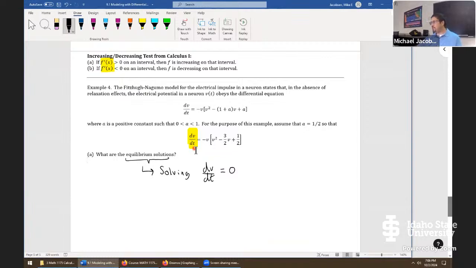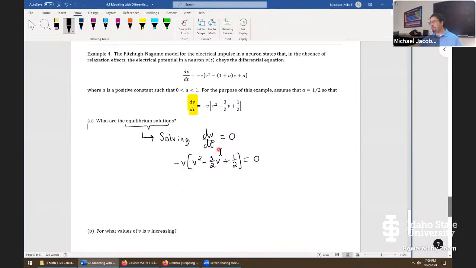Okay, solving that equation is not too bad. Let's first substitute in this whole function in for dv dt. We're solving negative v times v squared minus 3/2 of v plus 1/2 set equal to 0. We have one solution already, that's v equals 0 coming from this factor, but we need to do a fuller factorization of this thing in the middle.